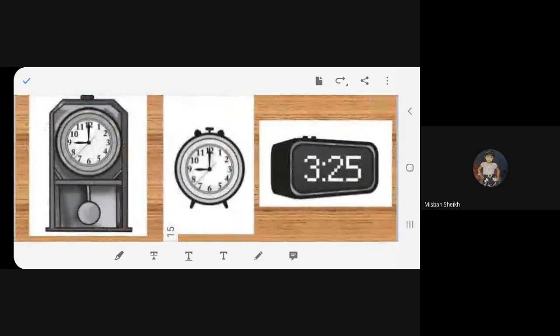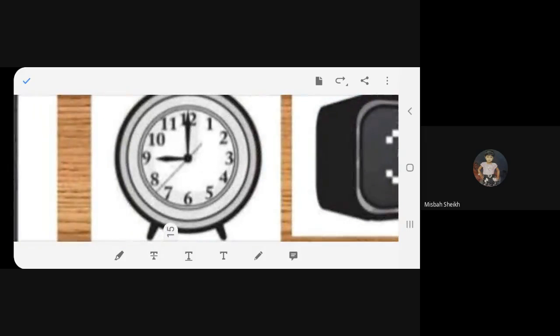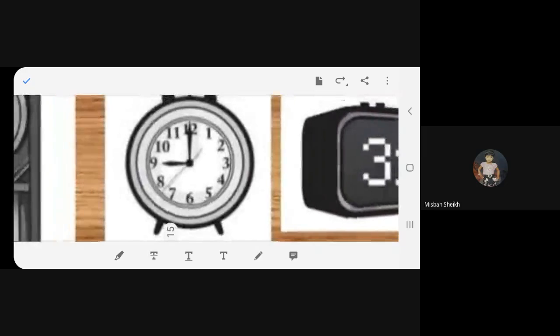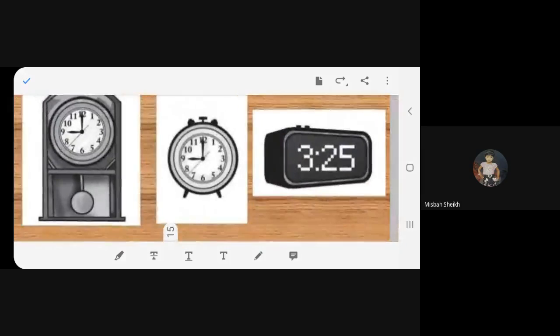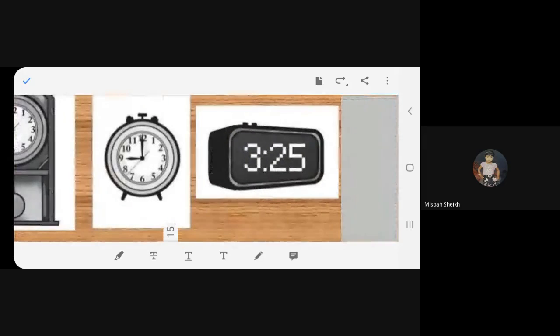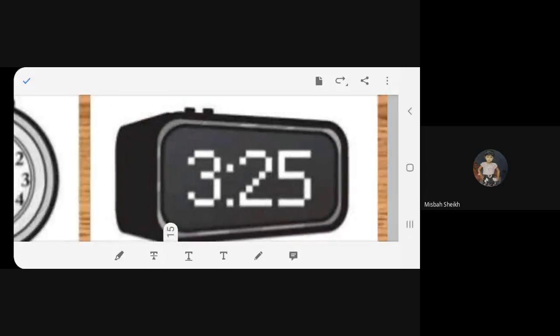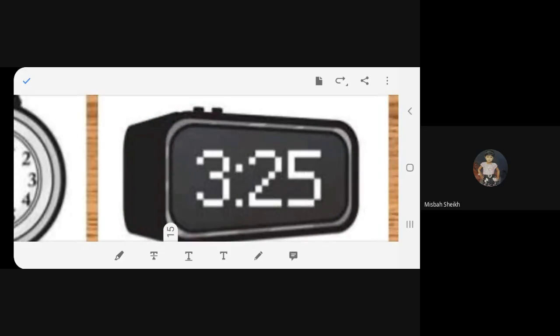Now this is which? It's a table clock. Can you see this table clock? Can you see a pendulum over here? No. Where is it? There's no pendulum. It's a table clock. What about this? This is a digital clock. What is it, beta? Digital clock.